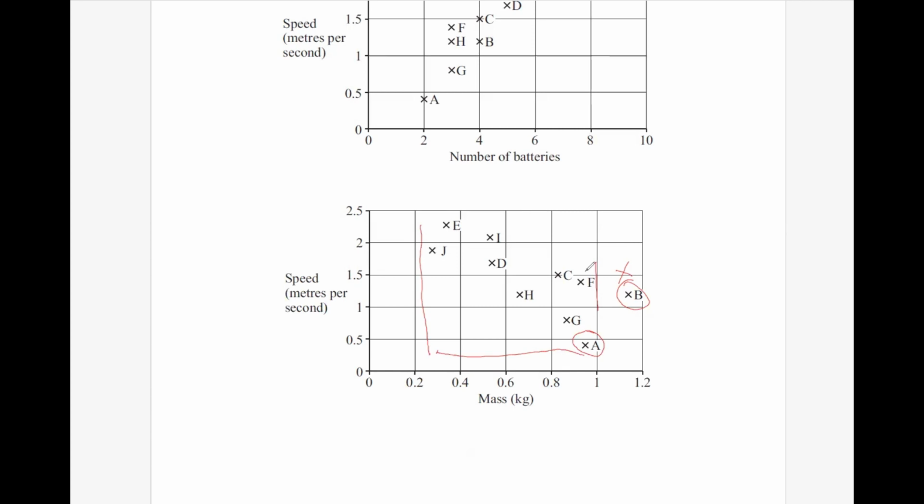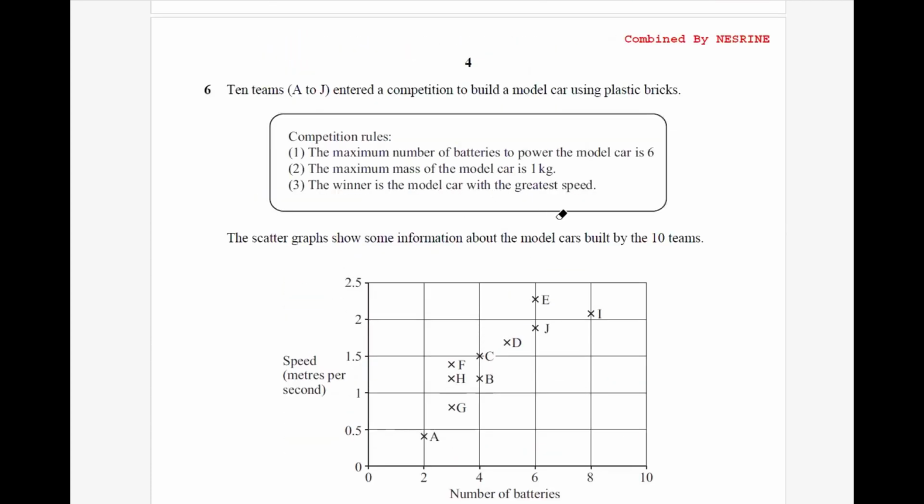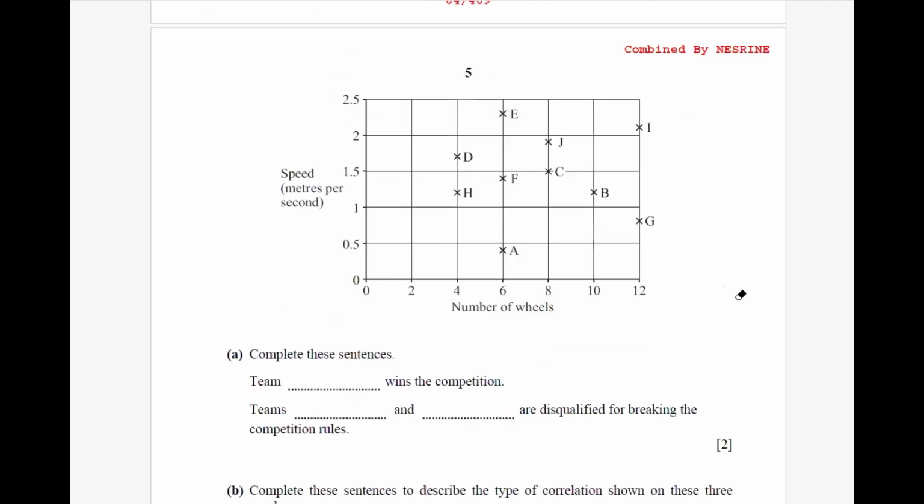So, okay. And then finally, the final statement was the winner is the model car with the greatest speed. So, if you just compare the speeds now, we see that the maximum speed is for E. So, E is one of the cars which is fulfilling all of the three conditions and being the top speeder. So we can have team E wins the competition. Then teams dash and dash are disqualified for breaking the competition rules. I and B. Yes, B and I, obviously, in this case.